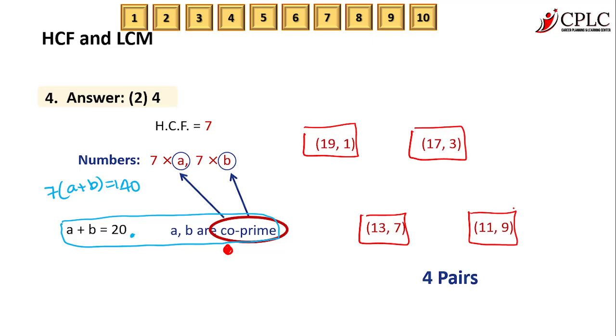Now people, that is the application of the concept that we had learned earlier: if the HCF of two numbers is known, then we can write the two numbers as h into a, h into b basically. That is the way to look at it. Now, let's look at the next question.